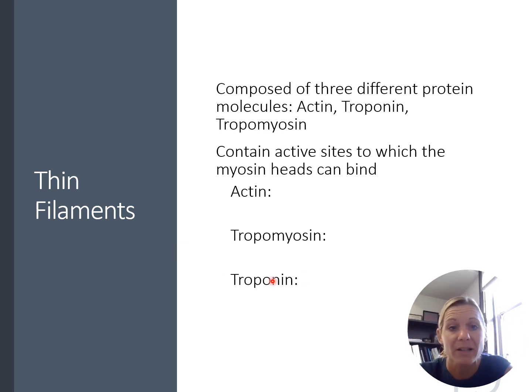Tropomyosin is a tube-shaped protein that twists around that actin molecule. And again, its job is to cover the binding sites when it's in its resting configuration. And then troponin is a smaller protein that serves as a binding site for calcium. So again, how does this all interact? Once calcium is released, it binds to troponin. Troponin's job is to tell tropomyosin to move out of the way. Tropomyosin moves, uncovers the actin binding sites, and that allows the interaction of actin and myosin.